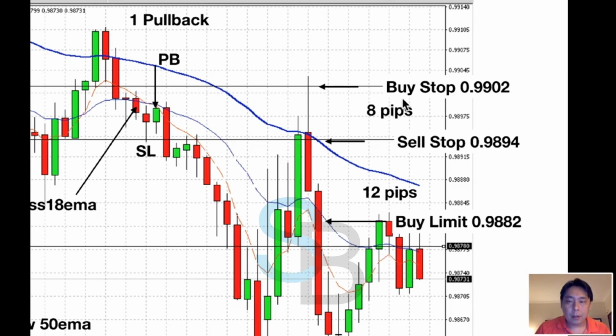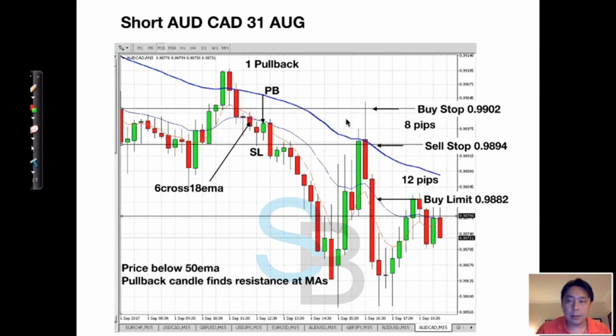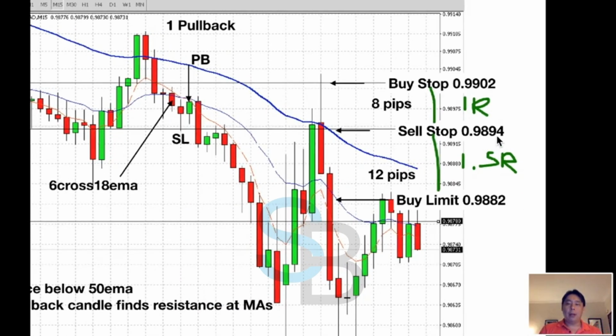Okay. So again, 1R is 8 pips. So 1.5R is 12 pips. So my profit target will be 9894 minus 12, 9882. So again, I place 3 orders at the same time, a bracket order: entry, stop loss, and profit target. Once I'm in, I wait for the trade to trigger and then fire and forget, until it hits my profit target or my stop loss.